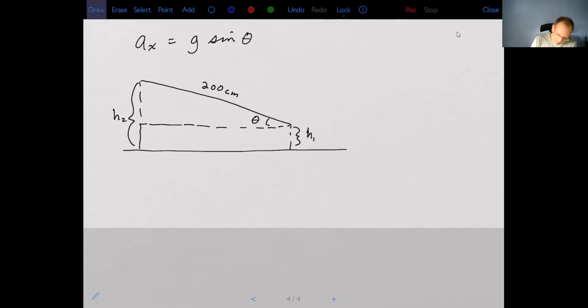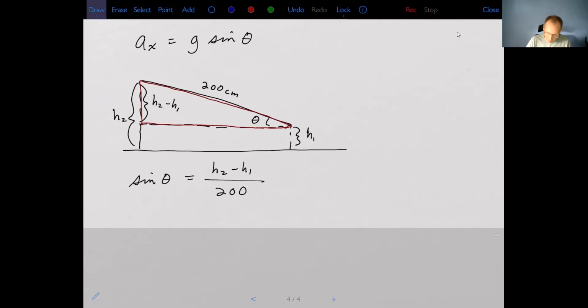So it turns out that this distance right here is simply h2 minus h1, right? It's the difference in the heights. And using trigonometry again, if we use trigonometry just on this triangle, then we can see that the sine of theta is going to be opposite. So the length of the opposite side is h2 minus h1 over the hypotenuse, and that was 200 centimeters.